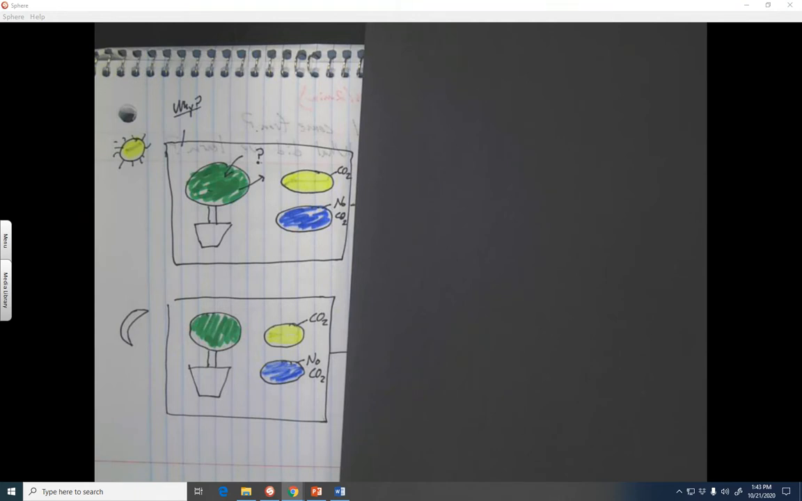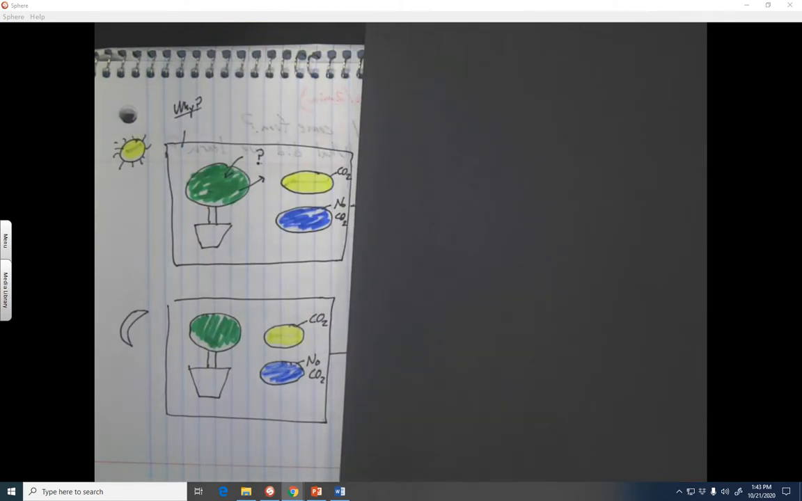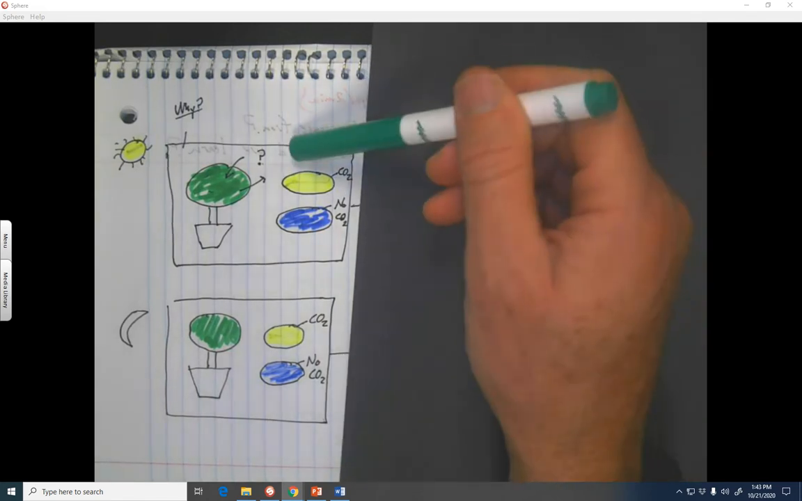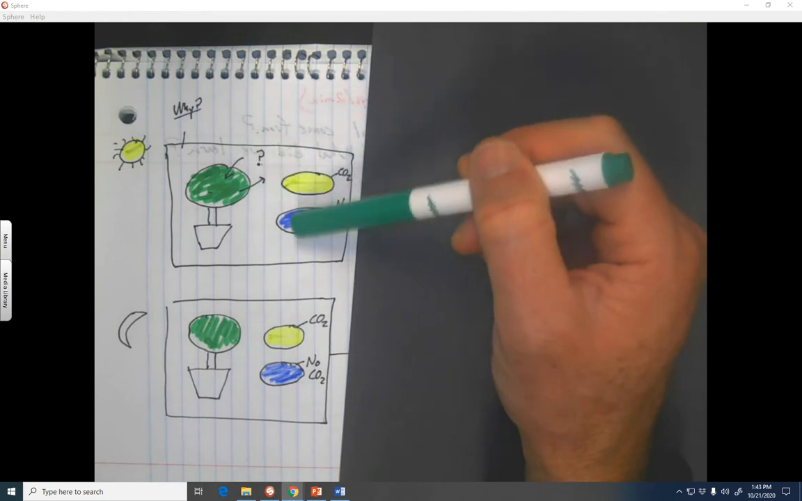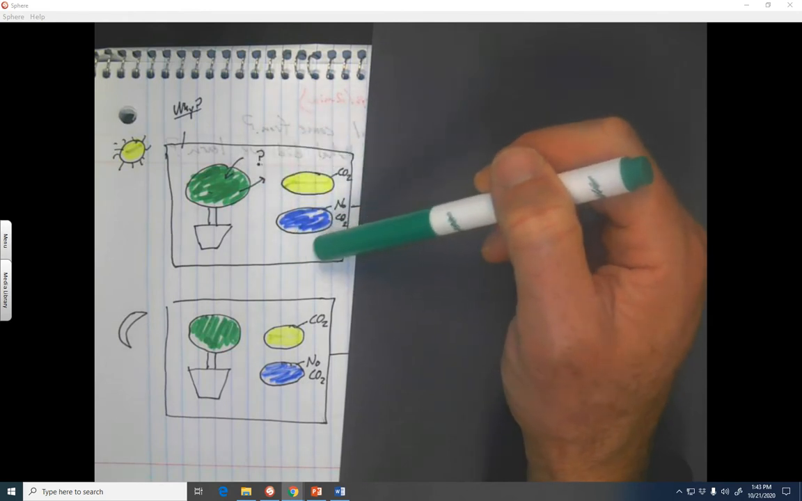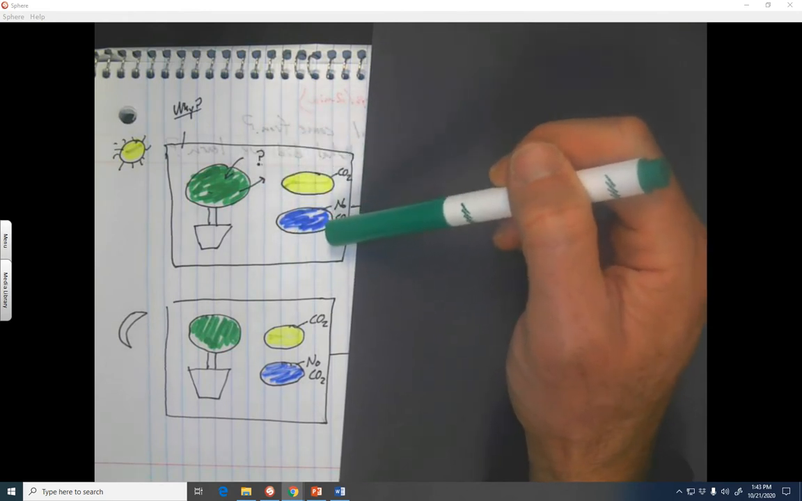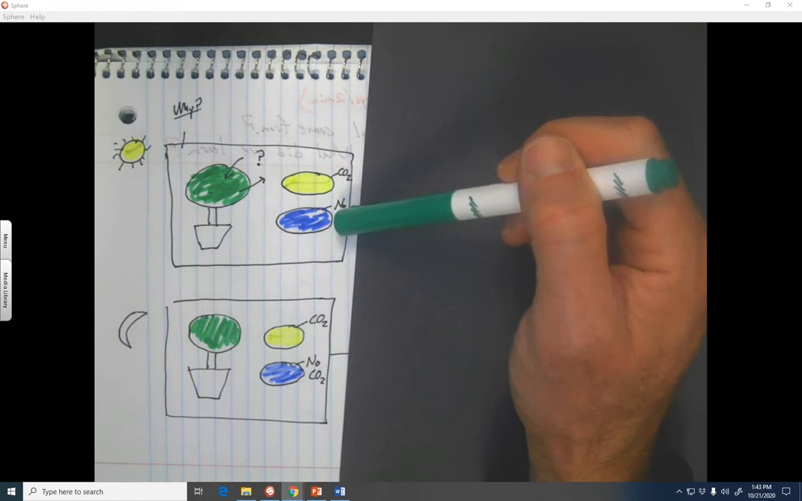We first had to set up our experiment to understand what we thought might happen. So we have two drawings here, one for the light and then one for the dark. In both of these drawings, we have a closed container that contains a plant and two petri dishes containing BTB. Each dish has a different concentration of carbon dioxide.